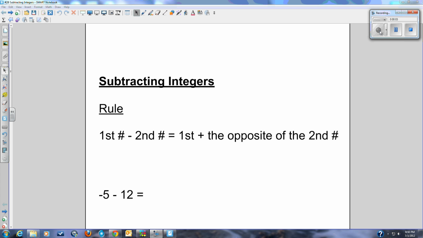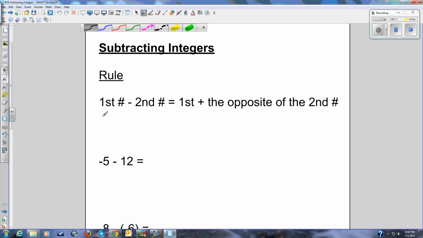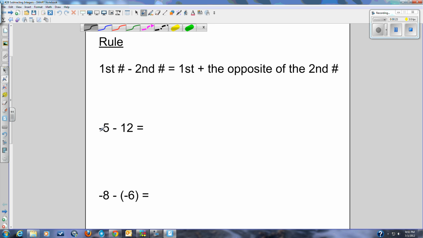Today's topic is subtracting integers, and we have a rule that we're going to use. Basically, the rule says if you have a problem where you have the first number minus the second number, that's equal to the first number plus the opposite of the second number. Now let's see how this works. We have negative 5 minus 12. Our first number is negative 5.